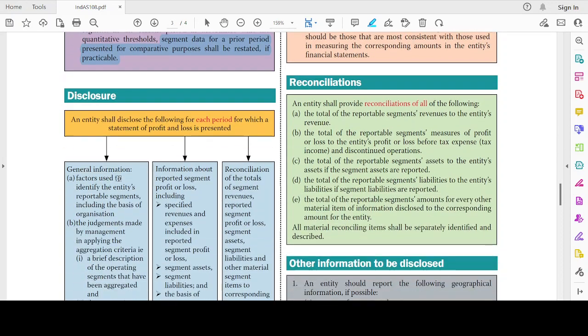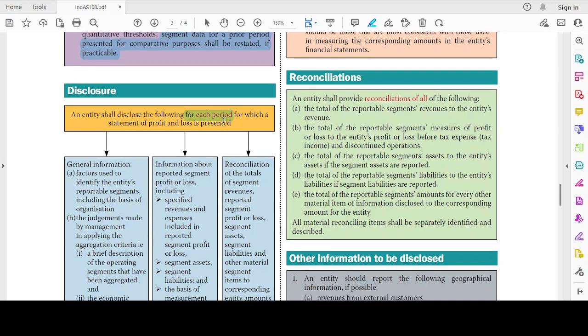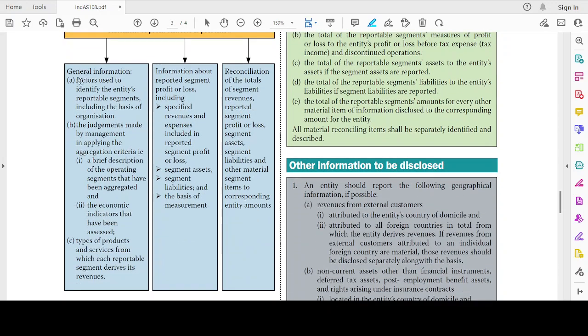Now, disclosure. An entity shall disclose for each period for which a statement of profit or loss is presented: general information like factors used to identify the segments. What are the things I have considered as factors? Then judgments made like aggregation criteria, a brief description of the operating segments that have been aggregated and the economic indicators that have been addressed.